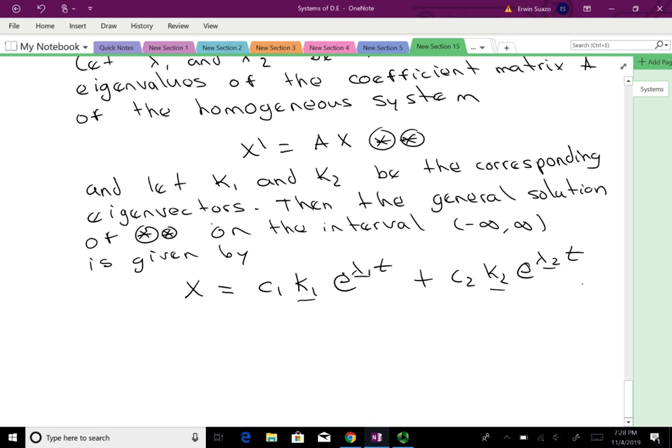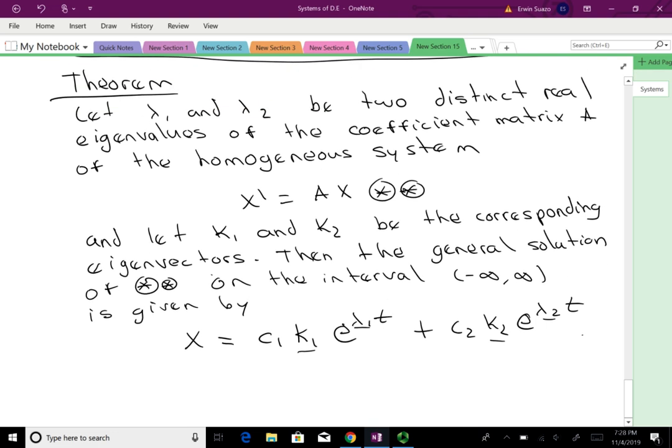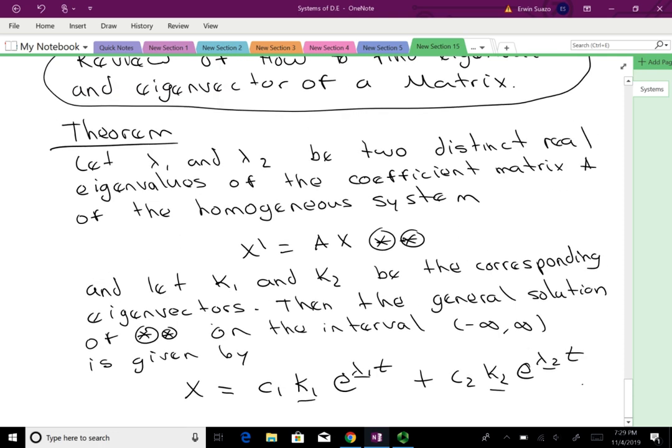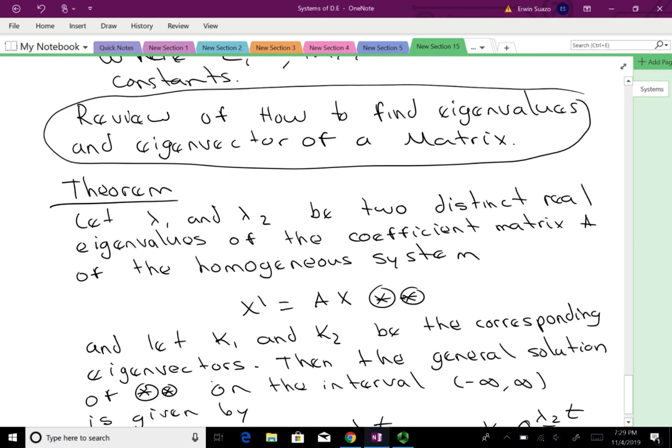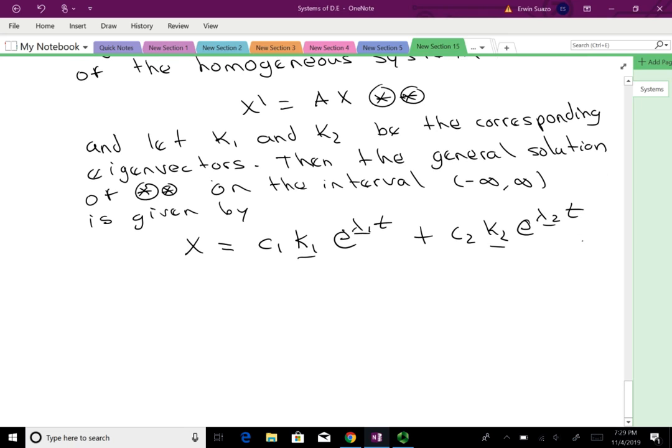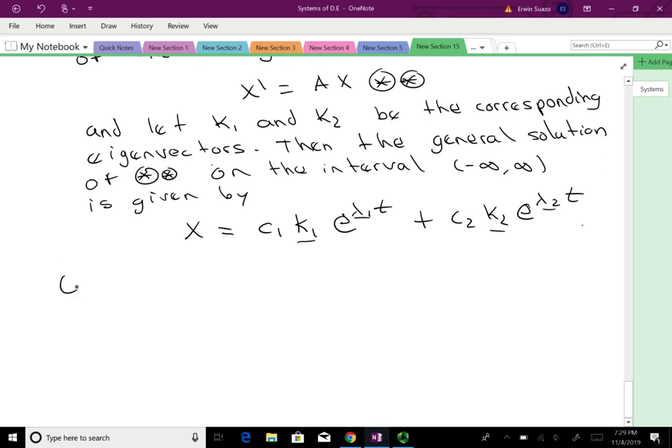So you see this looks very similar to the homogeneous second order differential equation, but the difference is that in that case lambda 1 and lambda 2 were the solutions of the characteristic polynomial, and we didn't have these eigenvectors. Okay, so that's the theorem, and that's the application of eigenvalues and eigenvectors to systems of differential equations. Let's start with an example. This is review.